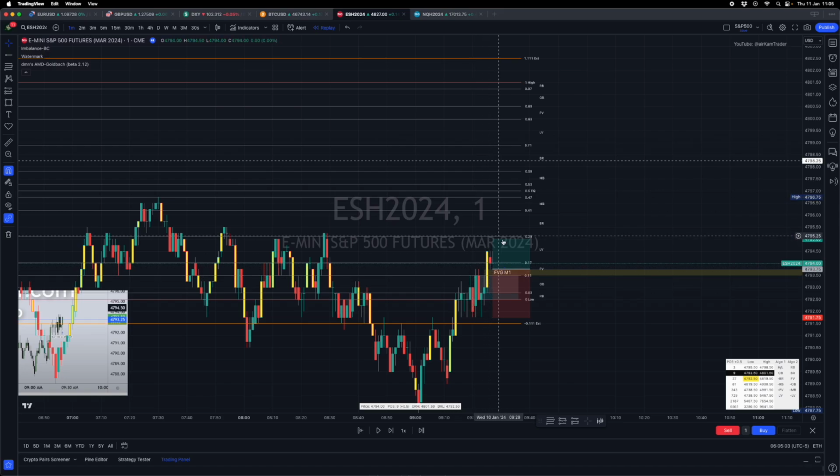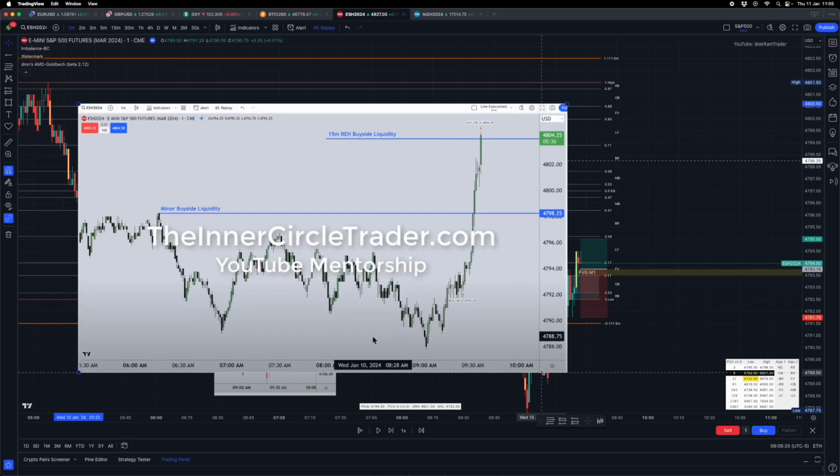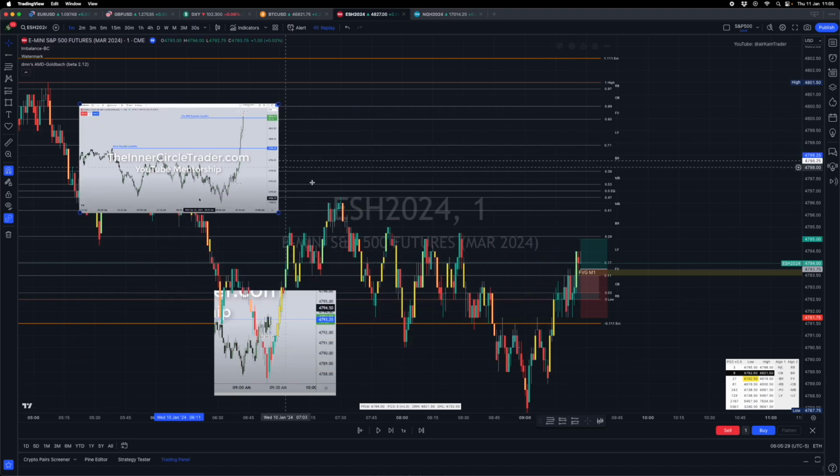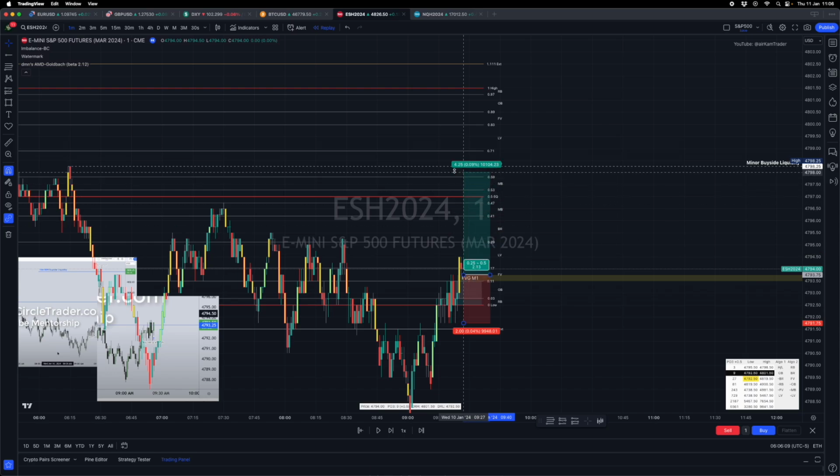We want to be buying in a discount, selling in a premium. Where is the first opportunity to exit in a premium? It is this liquidity. And what did ICT call this? He called this your minor buy-side liquidity. The question is, why wasn't any of this minor buy-side liquidity? Because these were all in the discount of the range. This is the first opportunity to take a partial in the premium of the range. So this could be our TP1.